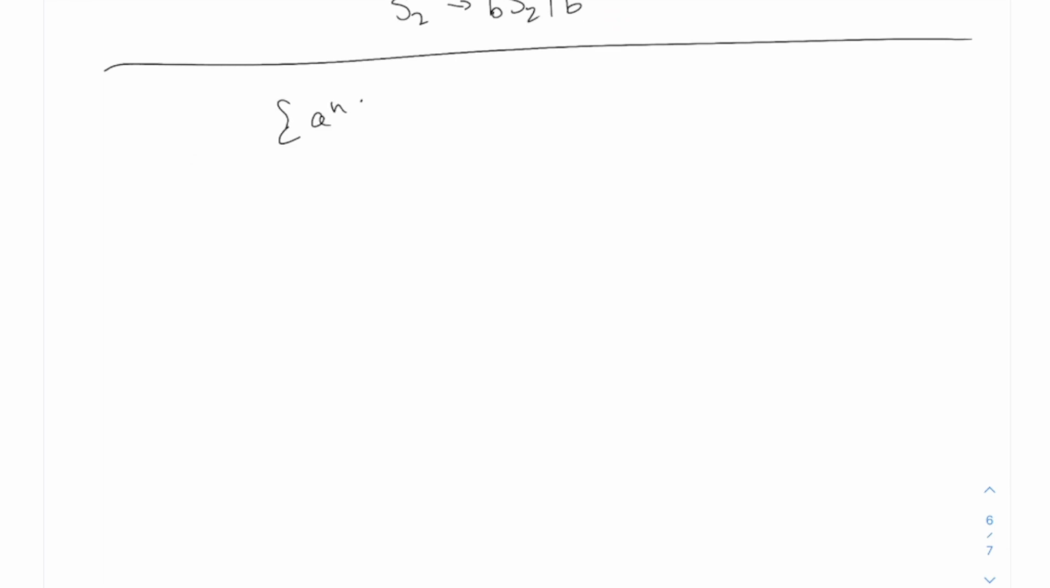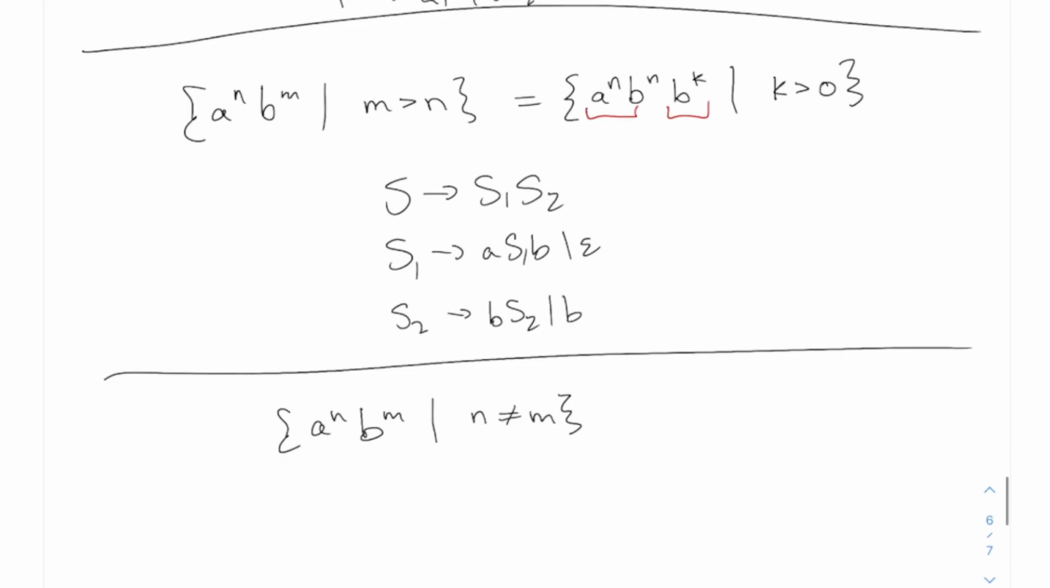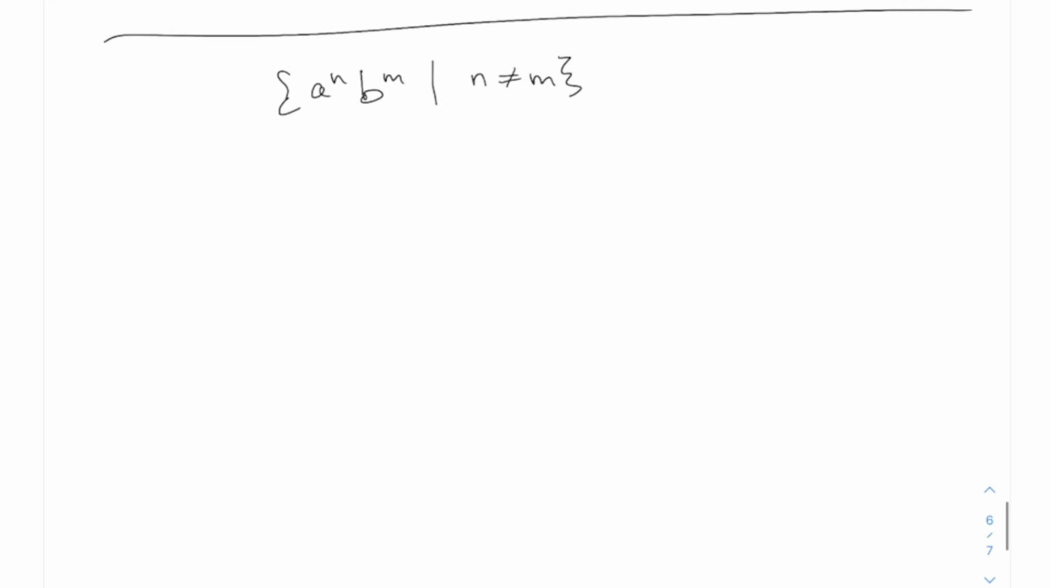How about this? A to the n, b to the m, where n is not equal to m. This is another one where it's not obvious, but we're going to rewrite it in a way which makes it obvious to do as either a concatenation or a union. You might try to do this as a concatenation, but the problem here is you don't know which is bigger, the n or the m. If the m was bigger, then it would be the same as the one we just did. If the n was bigger, you'd do it the other way around. But since we don't know, that's where the problem is.